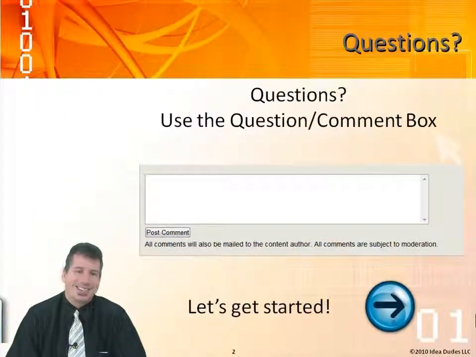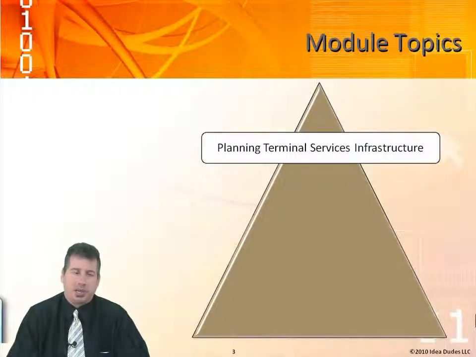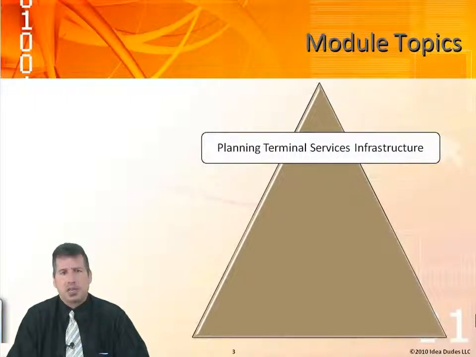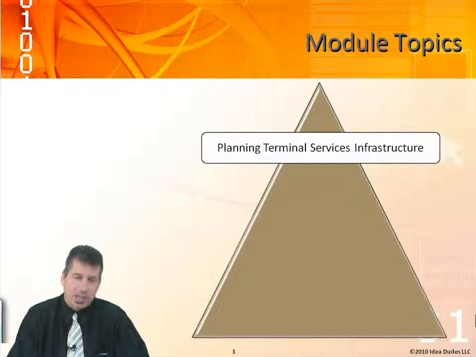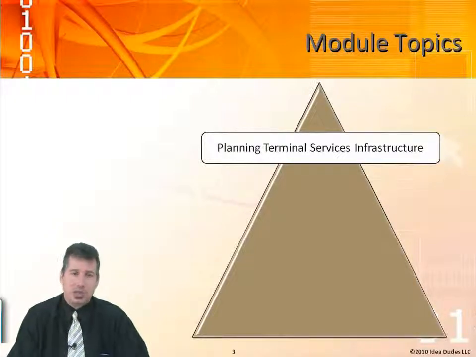Let's get started. Planning terminal services infrastructure is the thing that we're going to be looking at in this module. Now, there's a product out there called Citrix, and Citrix requires that you have terminal services. You have to have the terminal services licensing plus the application licensing. I mean, it can just become a whole big giant sized ball of wax. So with terminal services, what we can do is lower our total cost of ownership because we don't need Citrix.